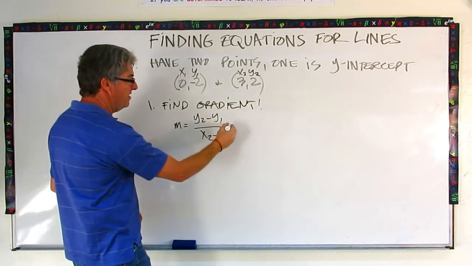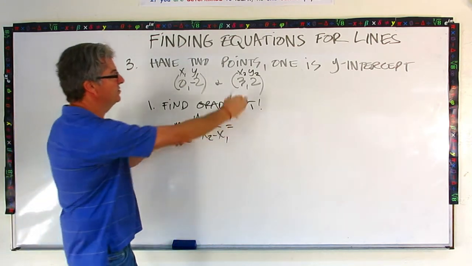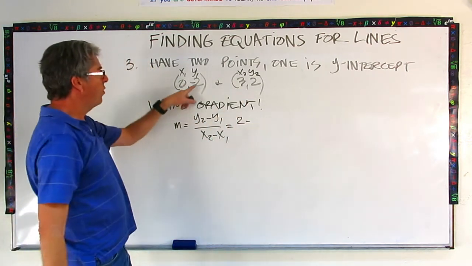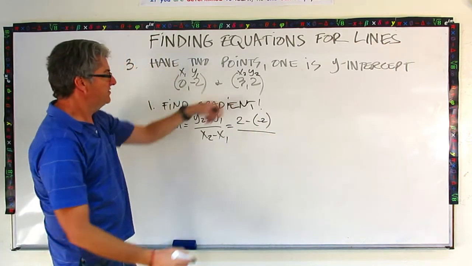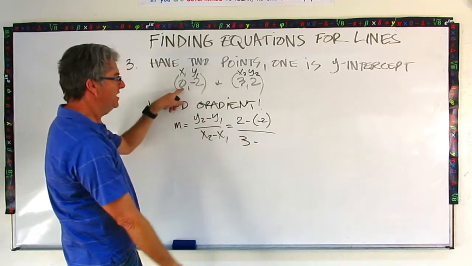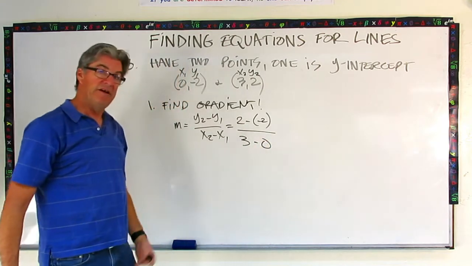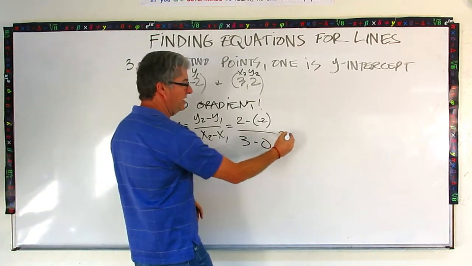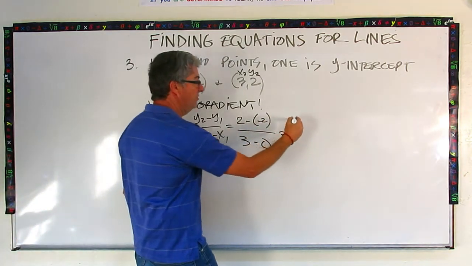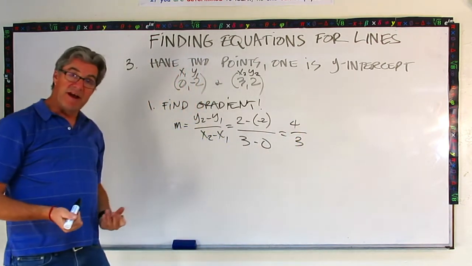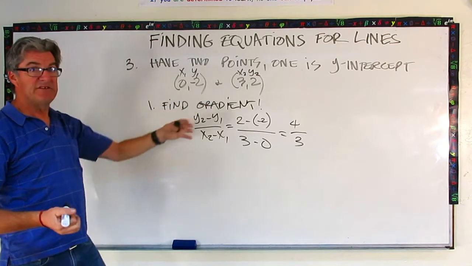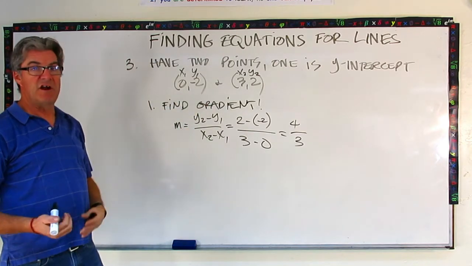And let's plug that all in. y2, that's 2, minus y1 is negative 2, over x2, which is 3, minus x1, which is 0. Okay, interesting. So what this is going to be is 2 plus 2, that's going to be 4 over 3. So that's our gradient. So we used these 2 points, we used our slope formula, and we found our gradient.